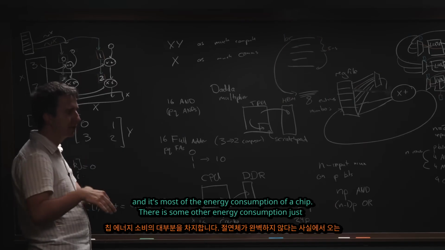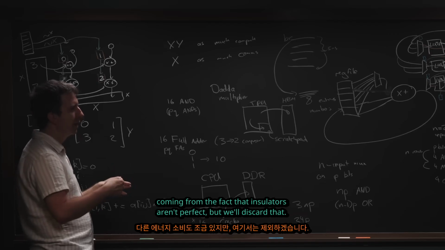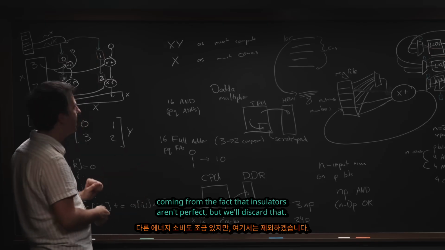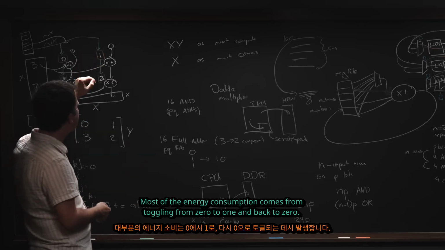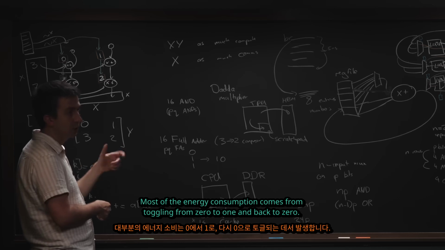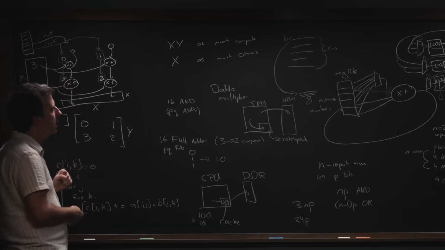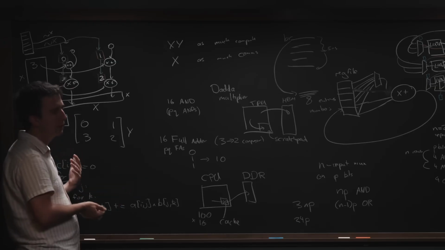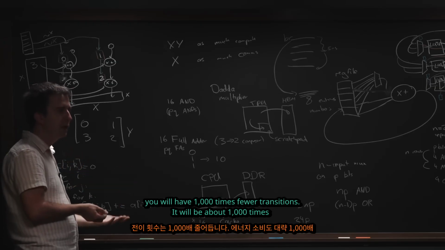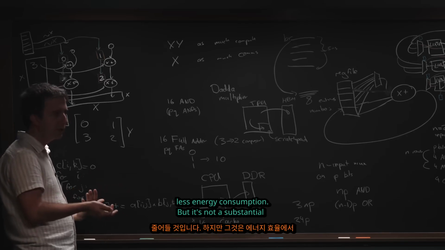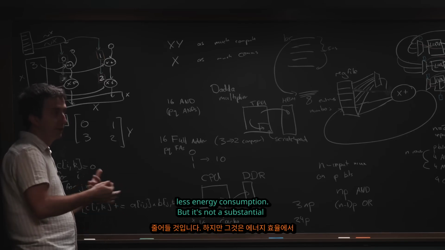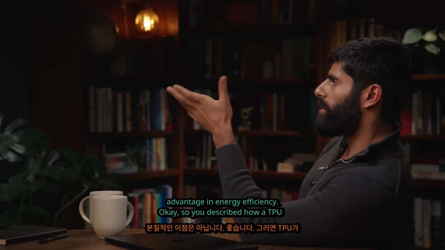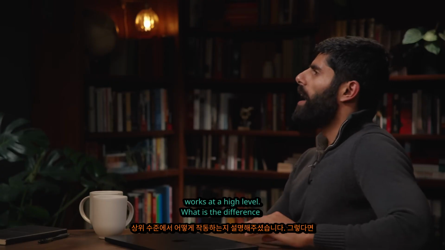There is some other energy consumption just coming from the fact that insulators aren't perfect insulators, but we'll discard that. Most of the energy consumption actually comes from the charging and discharging, or toggling from 0 to 1 and back to 0. Right. So if you run a chip much slower and you only clock it once every 1,000 clock cycles or something, you will have 1,000 times fewer transitions. It'll be about 1,000 times less energy consumption, but not a substantial advantage in energy efficiency. Okay, so you described how a TPU works at a high level.